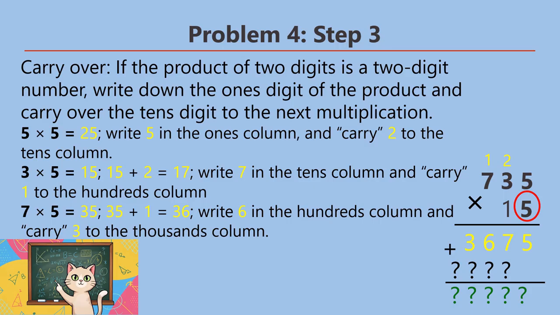3 times 5 is equal to 15, 15 plus 2 is equal to 17, write 7 in the tens column and carry 1 to the hundreds column. 7 times 5 is equal to 35, 35 plus 1 is equal to 36, write 6 in the hundreds column and carry 3 to the thousands column.